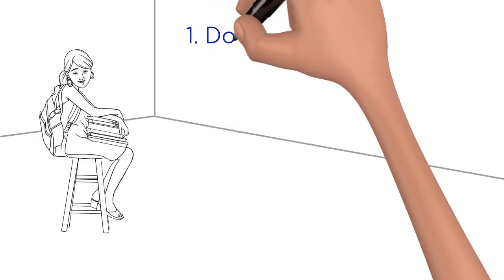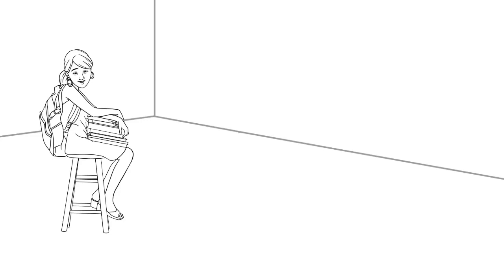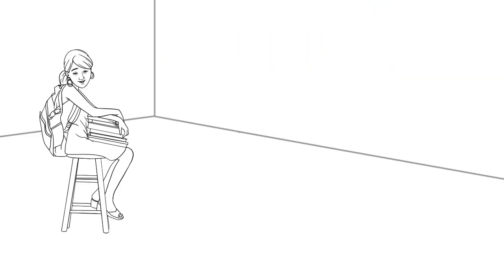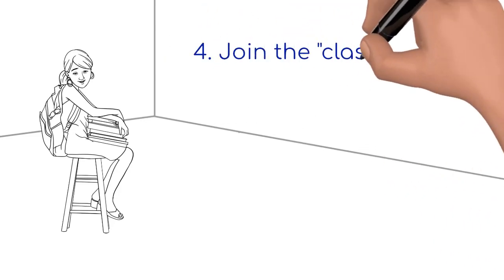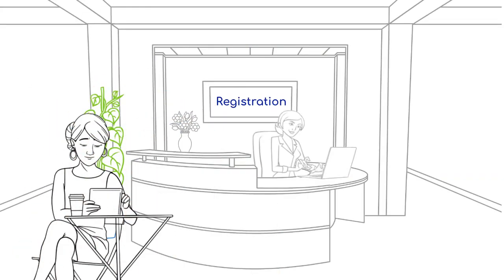1. Download the Google Classroom app. 2. Register for the resource or learning center. 3. Schedule your student orientation meeting with a student advisor. 4. Join the class. That's it! Once you have followed those 4 steps, you are on your way to a successful career in Canada.